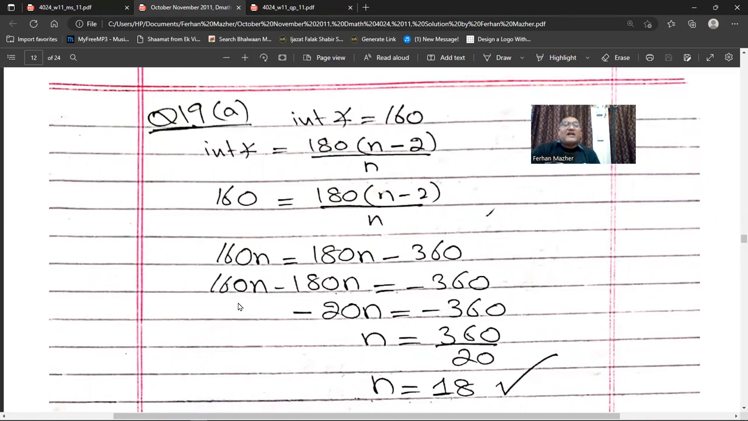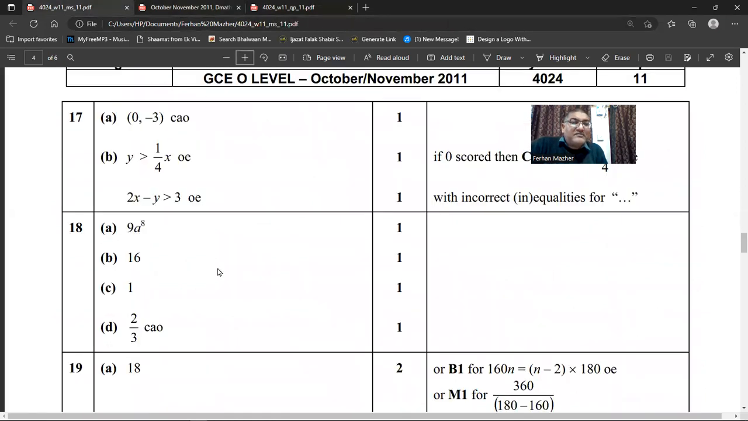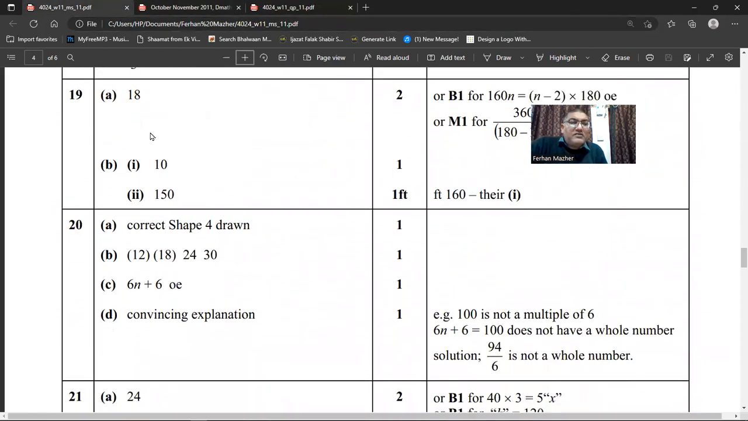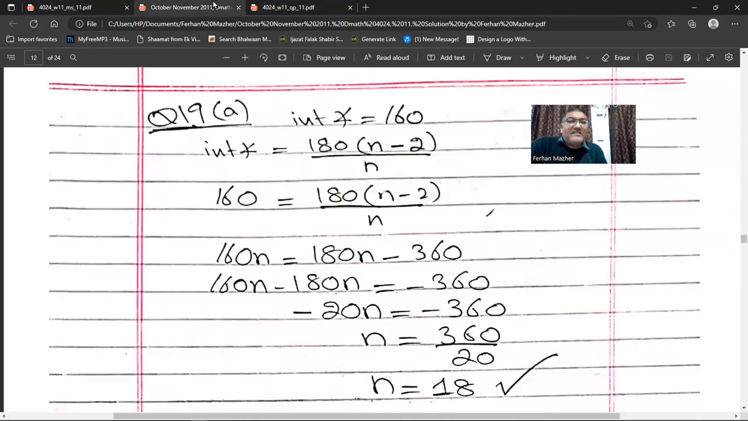So 160n minus 180n equals minus 360. So it will be minus 20n equals minus 360, the minus signs cancel. So n equals 360 divided by 20, and n equals 18. So the number of sides of this polygon, whose internal angle each is 160, is 18. 18 is the right answer, sir.